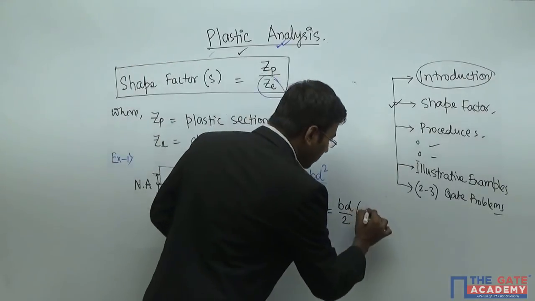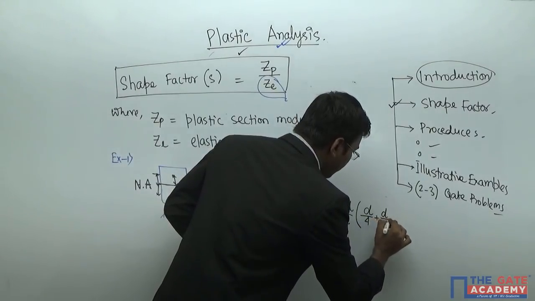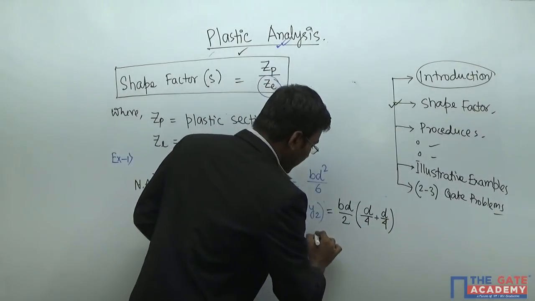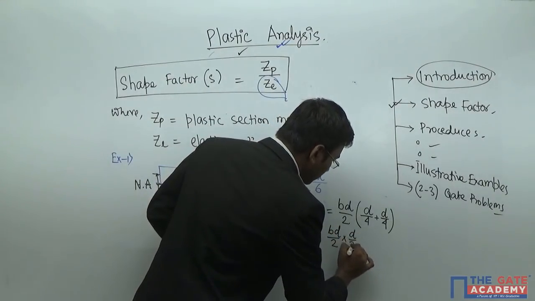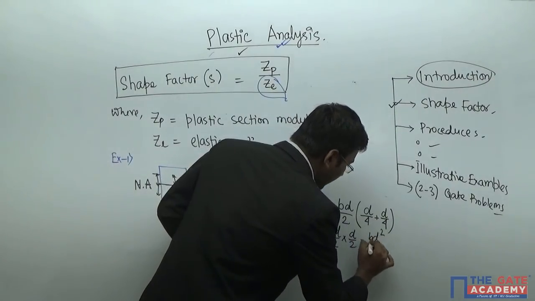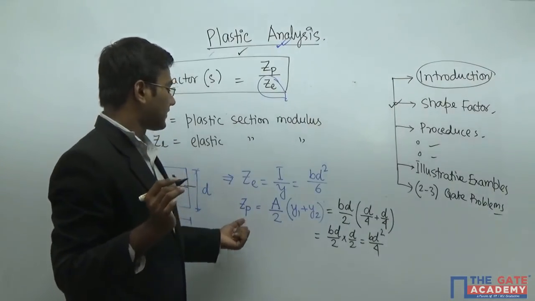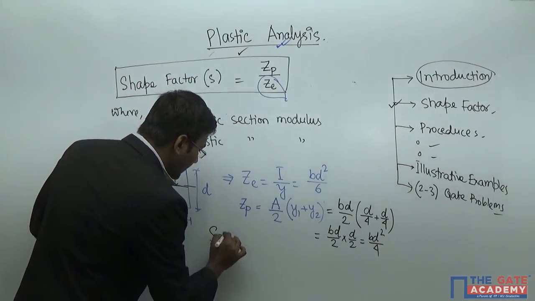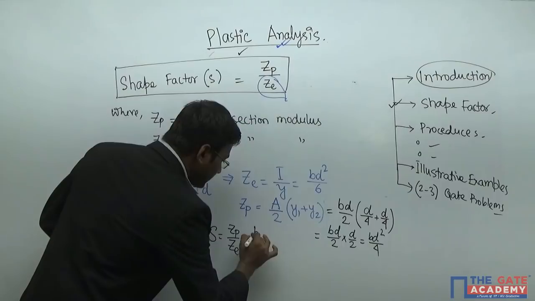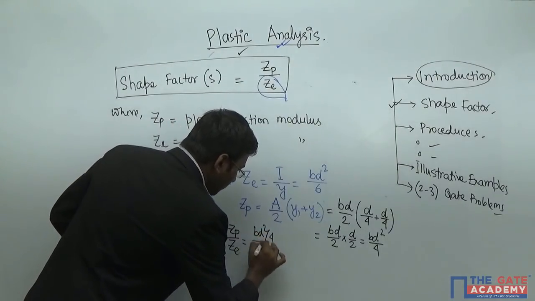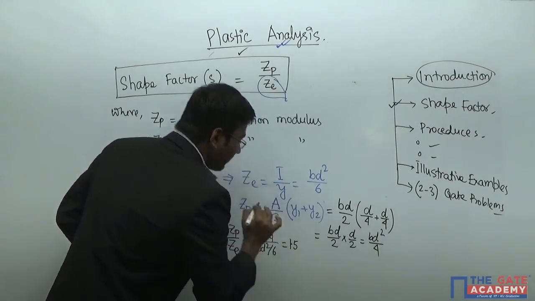So it will be D by 4 plus D by 4, right? Then it will come BD by 2 into D by 2. So hence BD square by 4. So this is our plastic section modulus. Hence shape factor is equal to ZP by ZE, BD squared by 4 by BD squared by 6. So it will come 1.5.